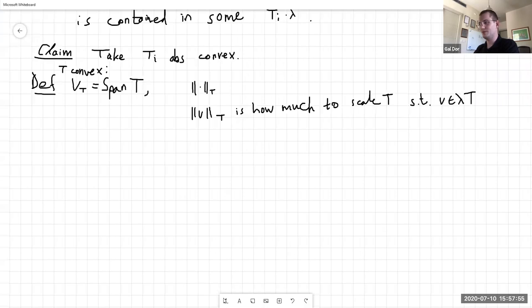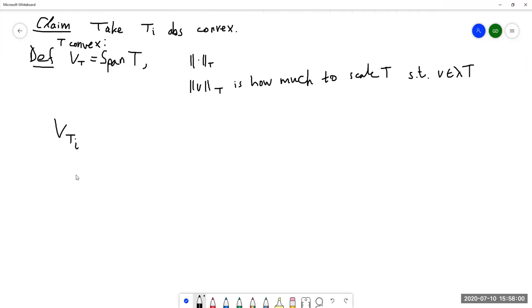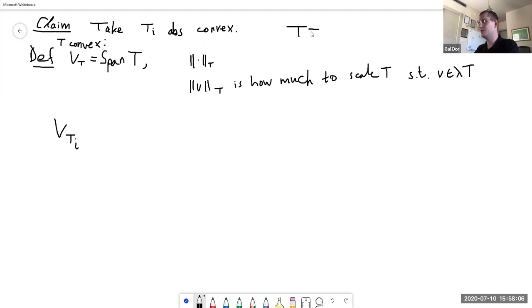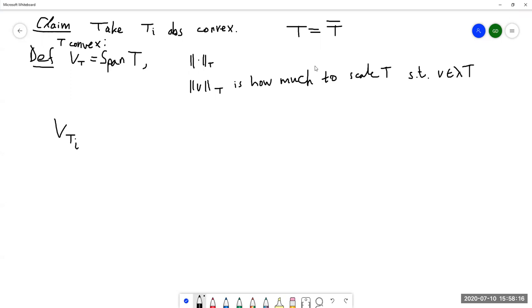Got it. V_T, yes. What do you call absolutely convex? Absolutely convex means that T is equal to its absolute convex hull. And what's the difference between this and convex? It's a thing that people have when they use complex numbers as the coefficients. So they don't want you to take only real combinations, but also complex combinations. Okay. It's a very stupid generalization.